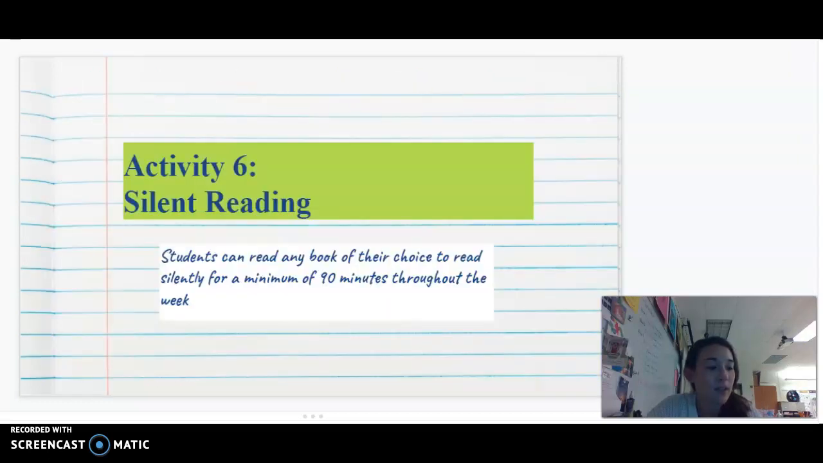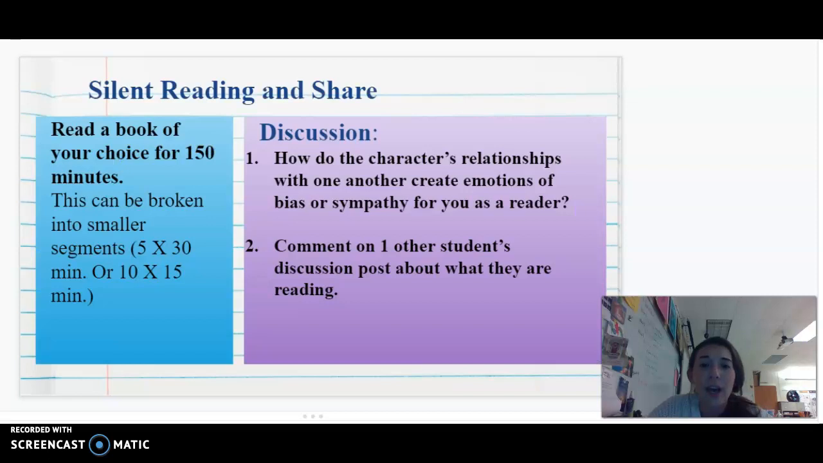Activity 6 is silent reading. For our silent reading discussion this week, after we have completed our 150 minutes of silent reading, we are going to talk about how the characters' relationships with one another create emotions of bias or sympathy for you as a reader, and then you will comment on one other student's discussion post about what they are currently reading.